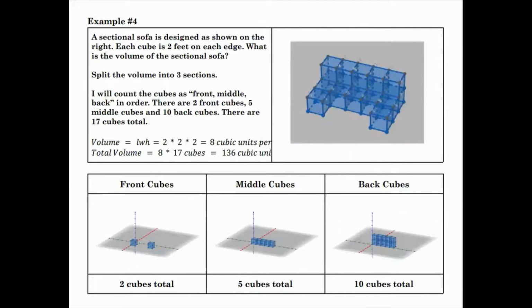Moving on, next we have example 4. A sectional sofa is designed as shown on the right. Each cube is 2 feet on each edge. What is the volume of this sectional sofa? Well, if you haven't seen these, they can be made out of fabric or foam, but they're cubes that you can link together with either Velcro or with a strap, or they just click together, these modular furnitures.